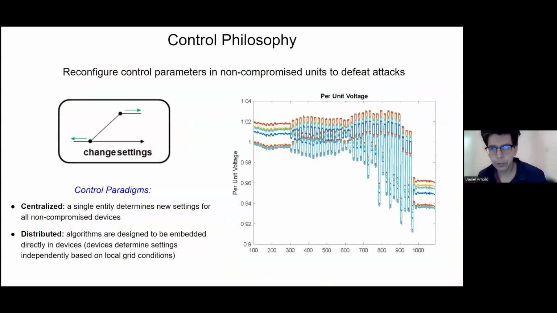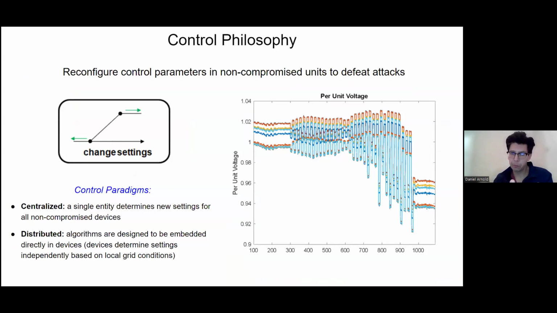And how we do this is through some very interesting ways that we adjust the parameters in the grid support functions. What we essentially end up doing is we take those piecewise linear curves that I showed previously, we stretch them out, we slide them around on the voltage axis, and we do that until we have put the system into a new state where the attack has been defeated.